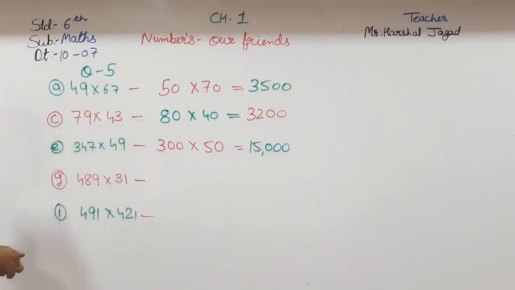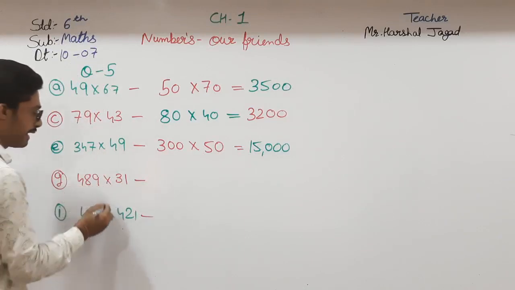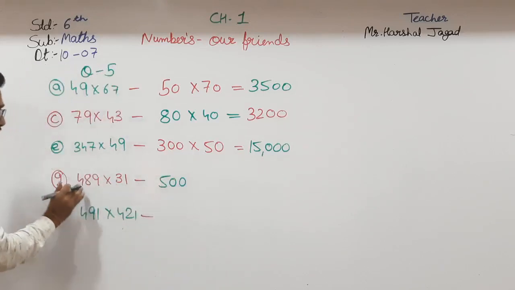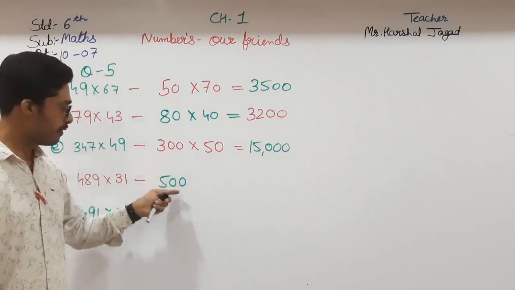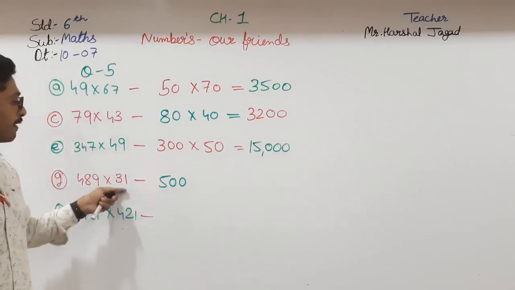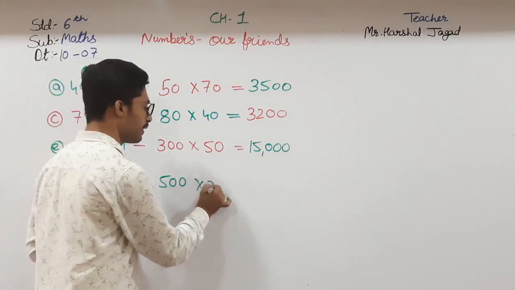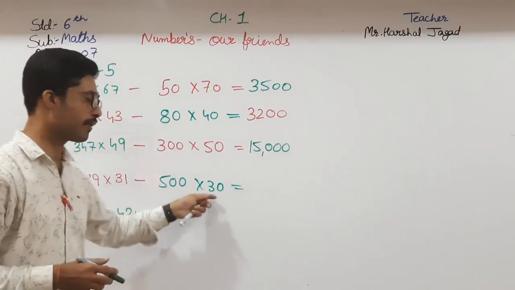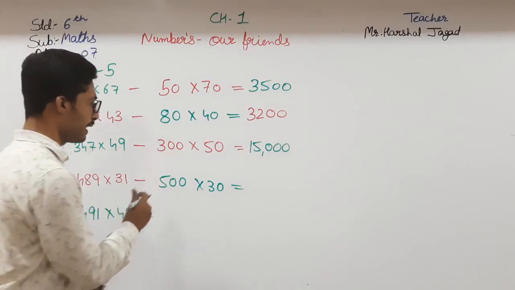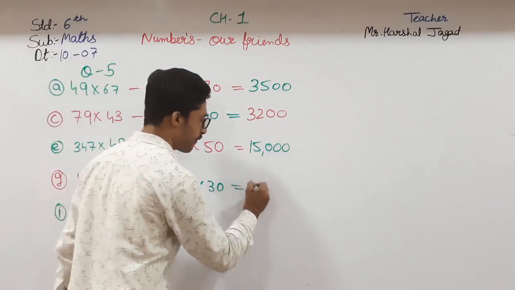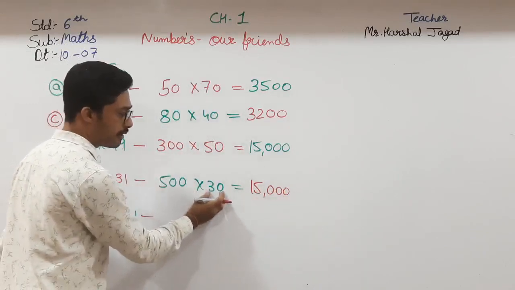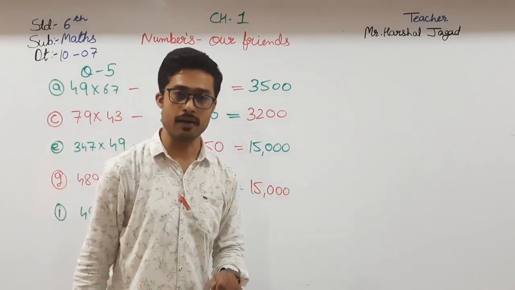Now moving forward, here it is given 489, then we will round it off to 500. And 31 can be rounded off to 30. So again I can say 5 3s are 15 and 3 zeros, that is 500 into 30, that is 15,000.